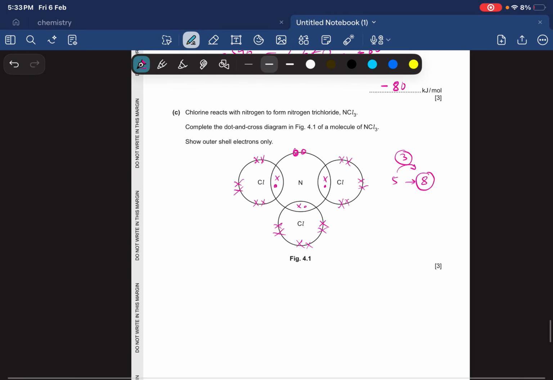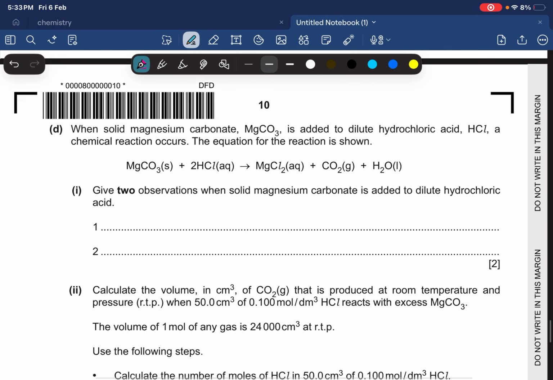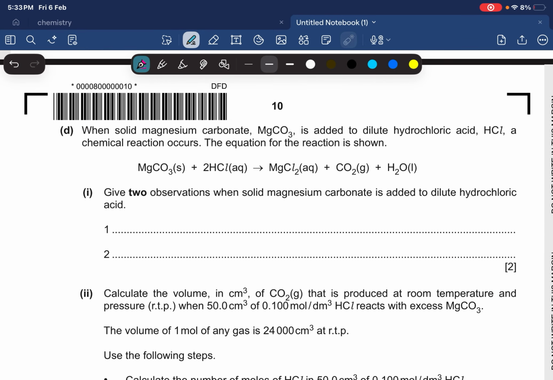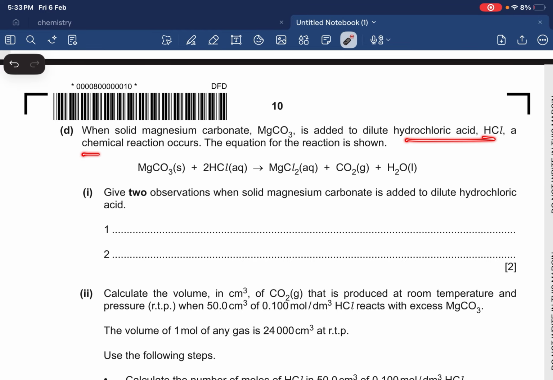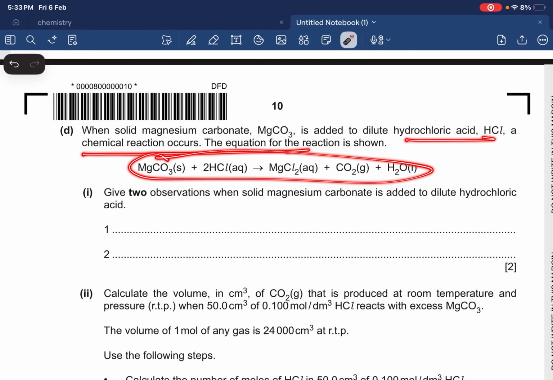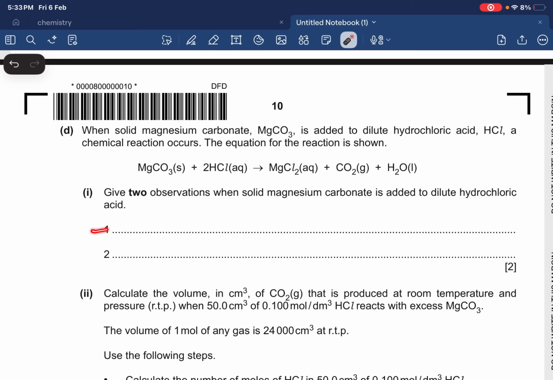Two for nitrogen. Done. Okay, when solid magnesium carbonate is added to dilute hydrochloric acid, a chemical reaction occurs. The equation is shown. Give two observations when solid magnesium carbonate is added.